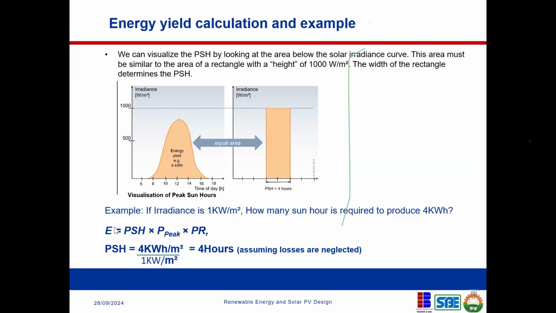Okay, now if you look at our equation, we have been given the energy yield, which is 4 kilowatt hours. We have been given what again? Now we know what the irradiance is. What again? Performance ratio, we have to assume a performance ratio. Will we give you the performance ratio? No, I think we have to assume what the performance ratio is here.